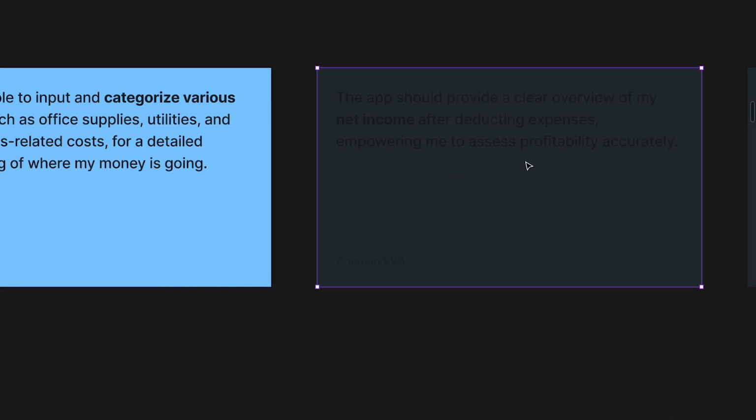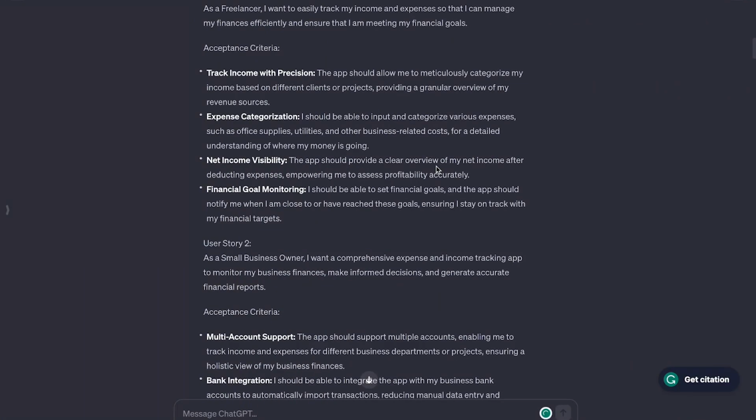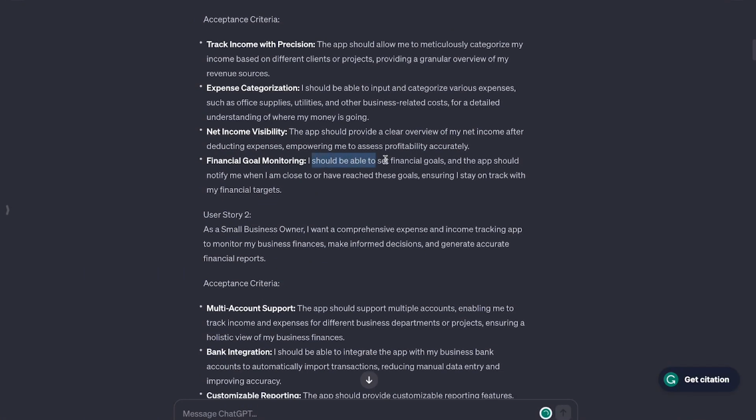So I went ahead and added that as well. The app should provide a clear overview of my net income after deducting expenses, ensuring profitability accurately, right? So this is fine. All right. Then I should be able to set financial goals. The app should notify me when I'm close to reaching those goals, ensuring I stay on track with my financial targets.